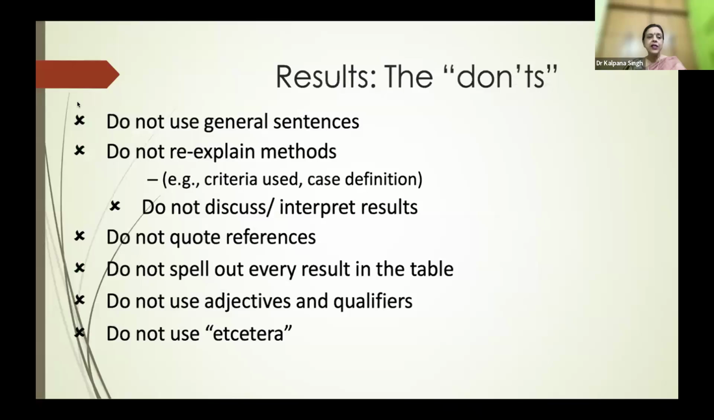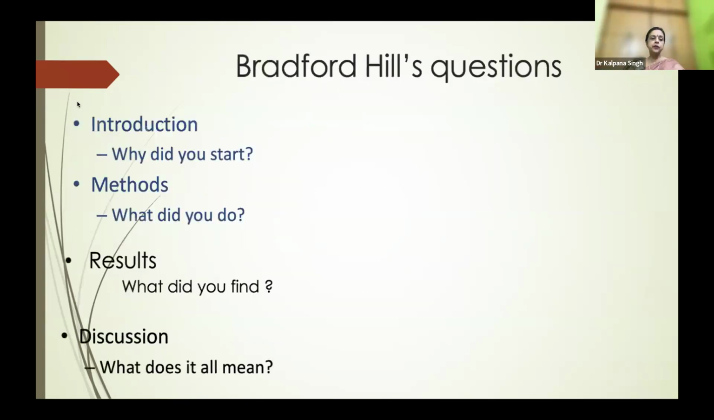In results, the don'ts are: do not use a general sentence, do not re-explain methods, do not discuss or interpret results, do not quote references, do not spell out every result in the table, do not use adjectives or qualifiers, and do not use etc. This should never be done while we are writing the results.